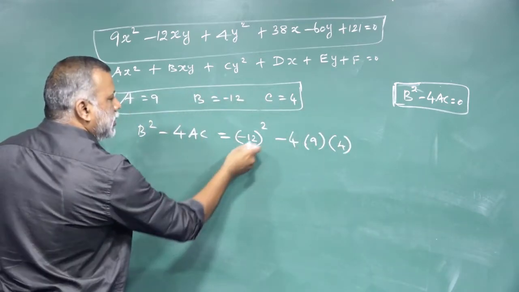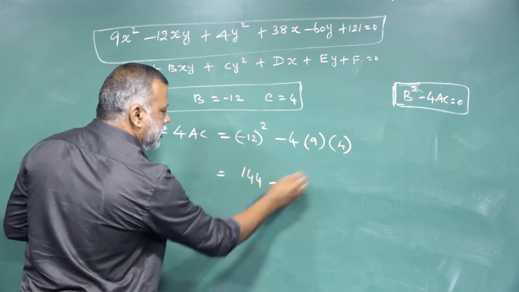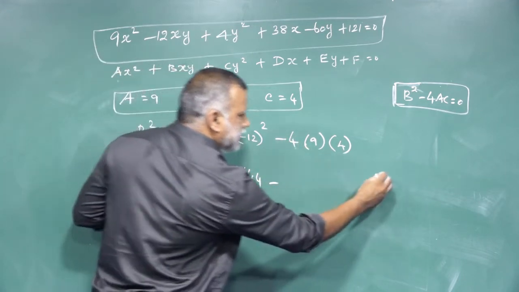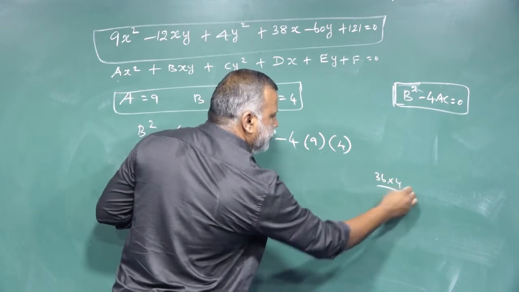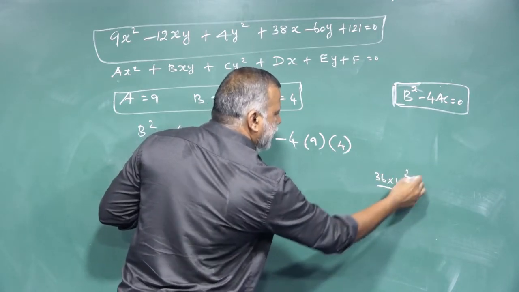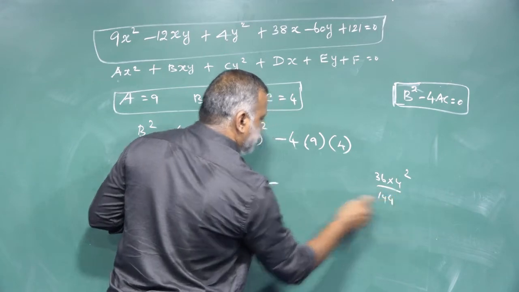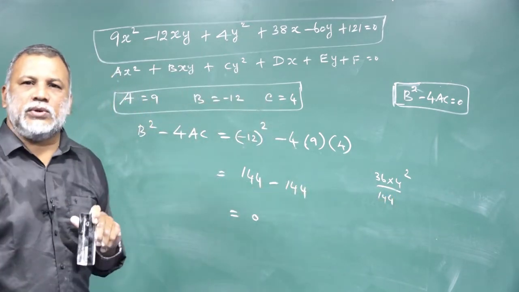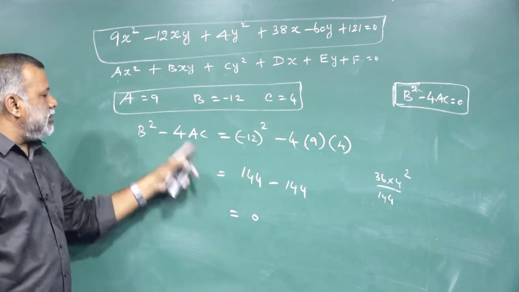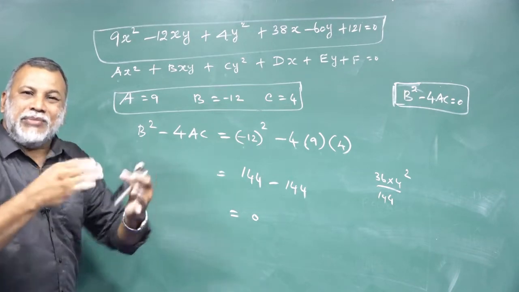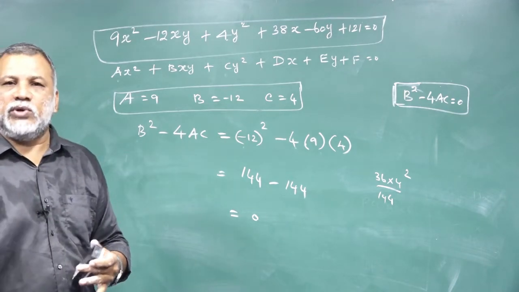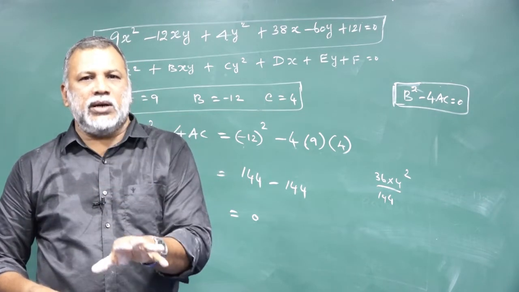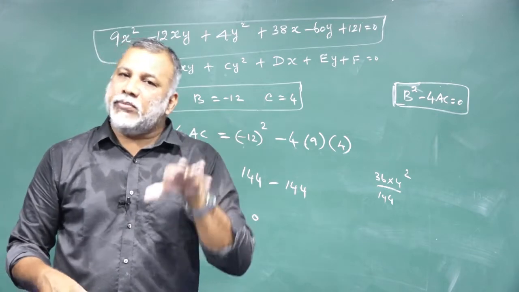So see here, 12 squared is 144, minus 4 into 9, 36. 36 into 4, 4 threes are 12, 144. See, we are able to get 144 minus 144 equal to 0. So b squared minus 4ac equal to 0. Therefore, it must satisfy the condition b squared minus 4ac equal to 0. This is one example of a conic that represents a parabola.